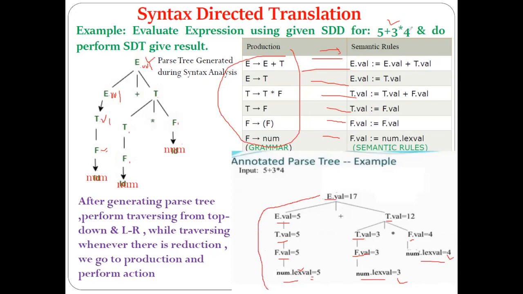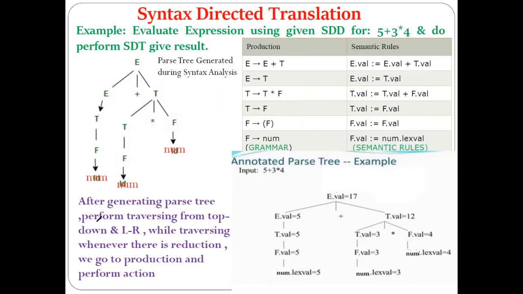Okay, now for better understanding, let me modify this tree. For understanding purposes, I just write lex val here. Now I don't write the value, I just write the v here. Num dot lex val, f dot val, like this.